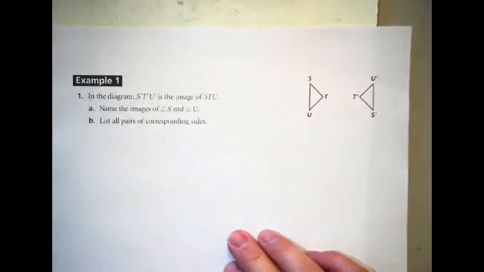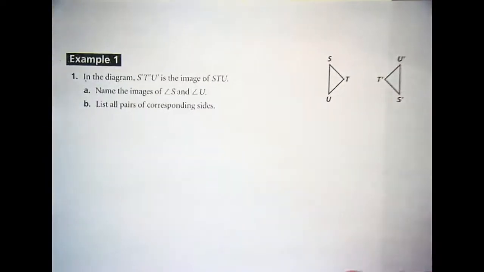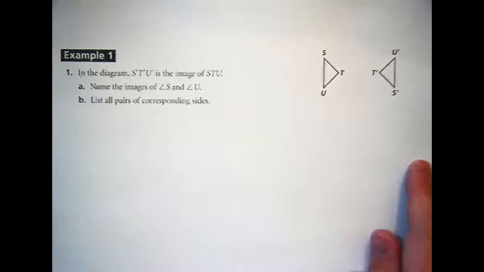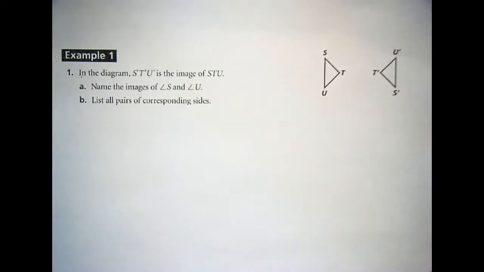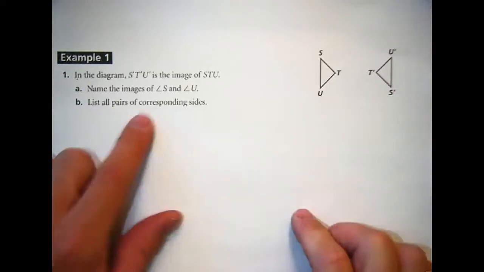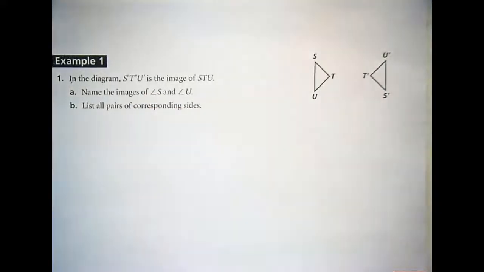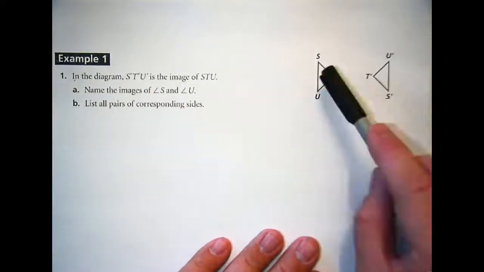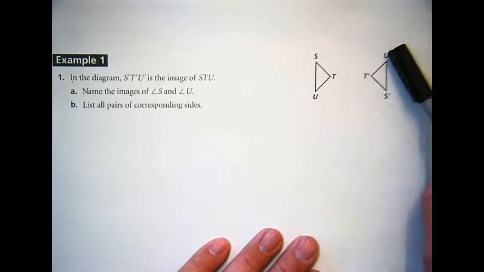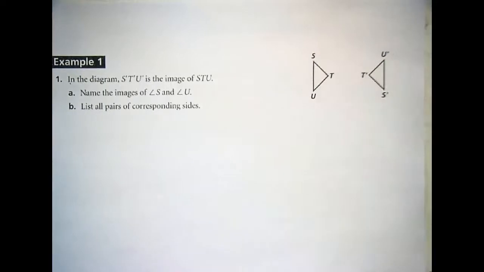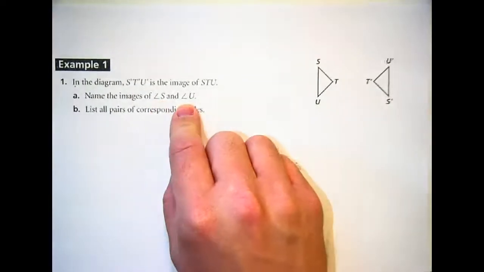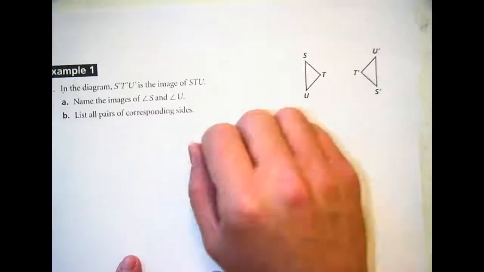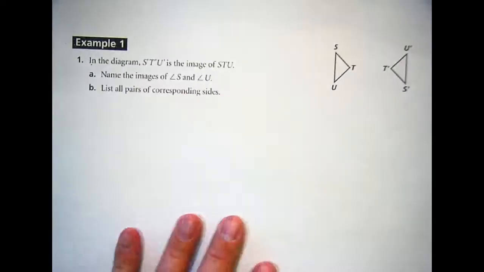All right, so let's talk about your assignment. Let's look at your assignment. I want to try some problems. This is example 1, problem 1. It says in the diagram, S prime, T prime, U prime is an image of STU. Name the images of angle S and angle U. So STU maps onto S prime T prime U prime here. Okay? What corresponds to angle S, what corresponds to angle U. List all the corresponding sides. I want you to work with a partner to do that right now, please.